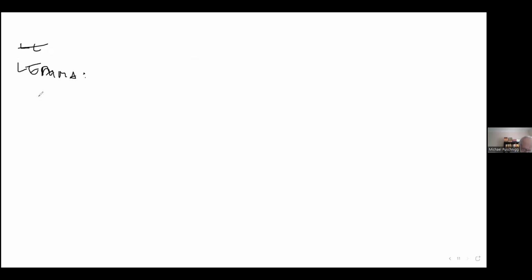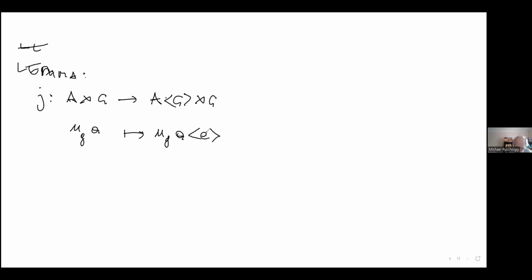Namely, the first thing is the map J from the cross product of A and G to the cross product of the stupid algebra with G, which sends an element, I will write it like this, UG A. I have to write the group element here on the left-hand side, to UG A times here just the basis vector corresponding to the trivial element. This is an algebra homomorphism. So this is the first observation.